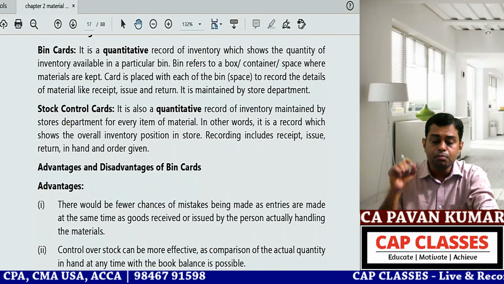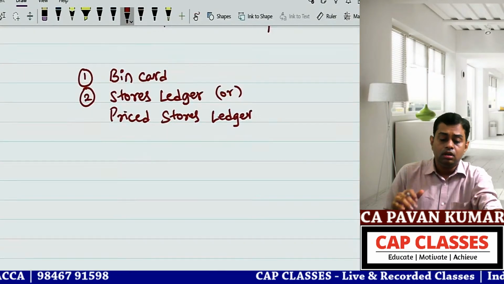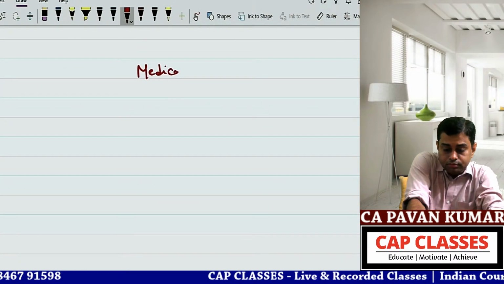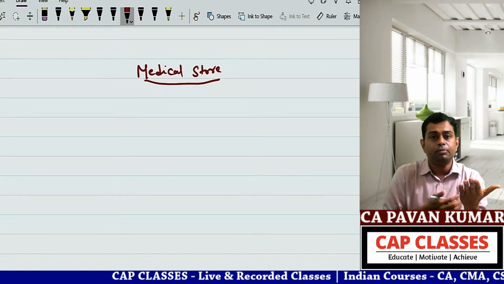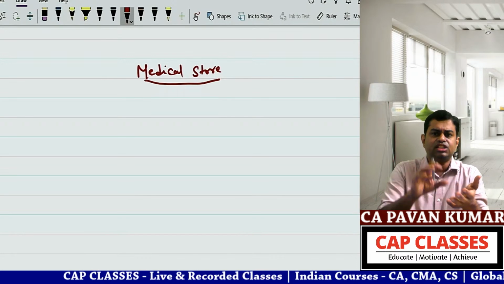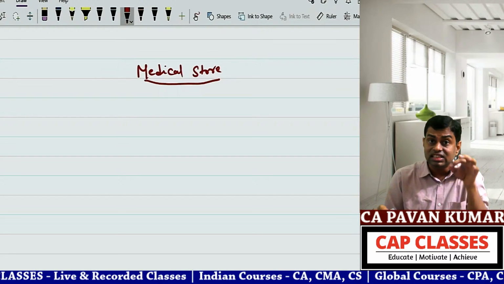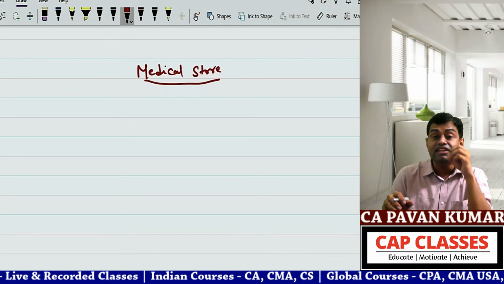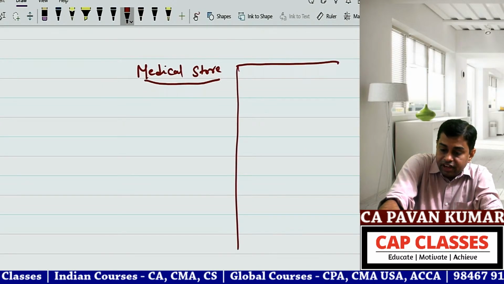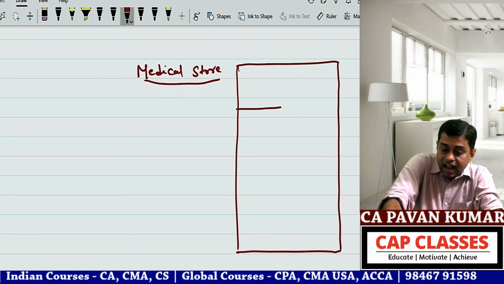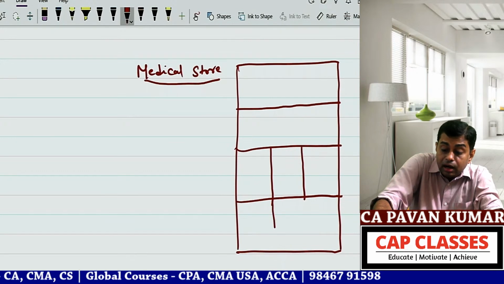Correct? Next side heading, bin cards. Now look here. Say you went to a medical store where all medicines are available, and you have given a doctor's prescription. In that, say some XYZ medicine or Crocin is there. How does the salesperson in this medical shop identify where this particular medicine is? There is a rack where all the medicines are stored, and in the rack there are so many rows, and in every row there are bins.